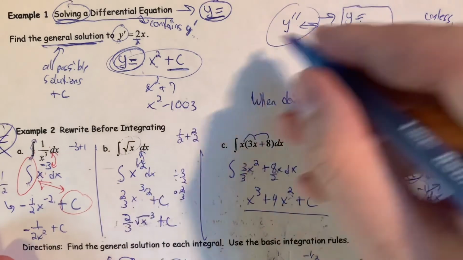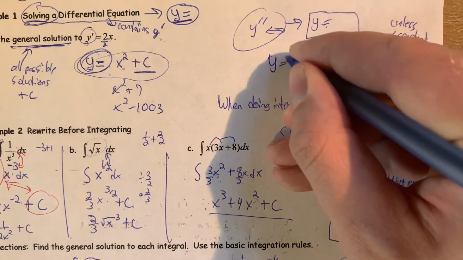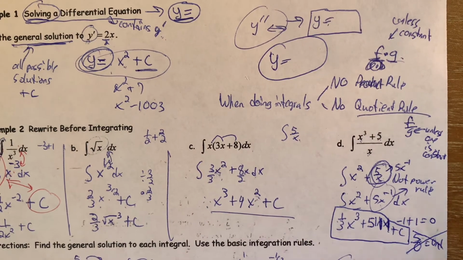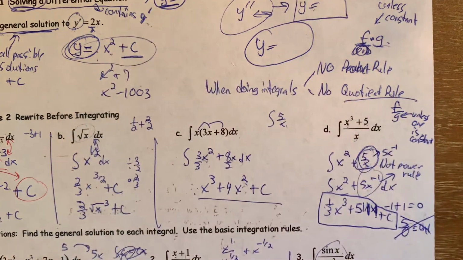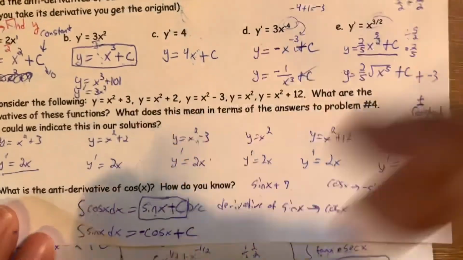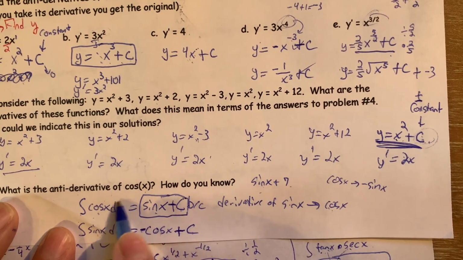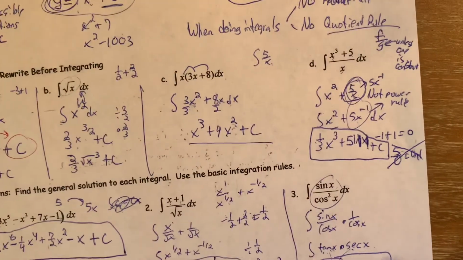So if it starts out with a y prime or y prime prime equals, we need to have y equals in our answer, because that's what solving a differential equation means, finding the original function that has that derivative. But if there's just an integral symbol, or like here it just said, what is the antiderivative of cosine of x? There's no y equals, and so it's just sine of x plus c.